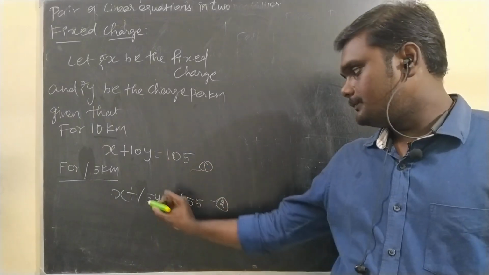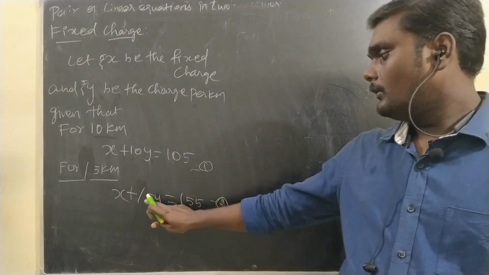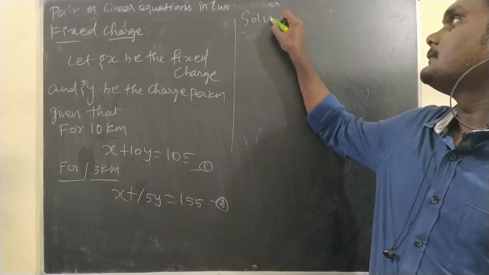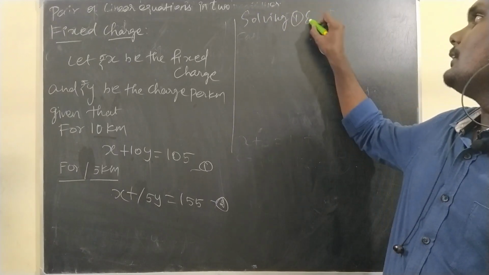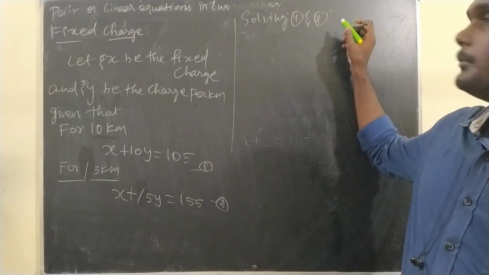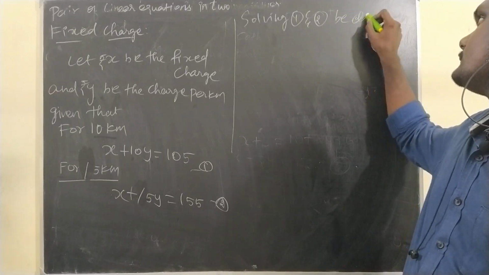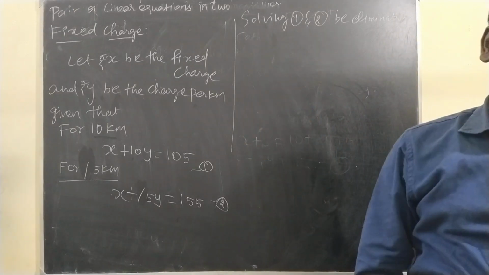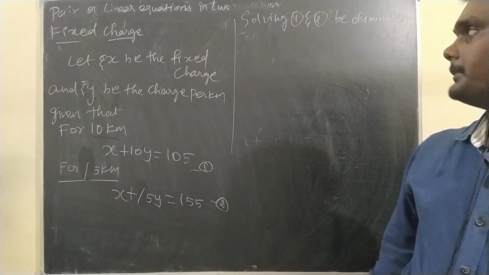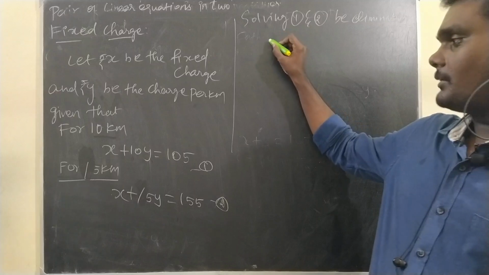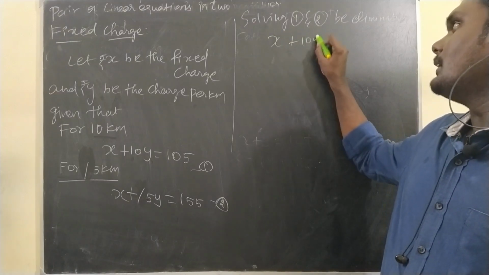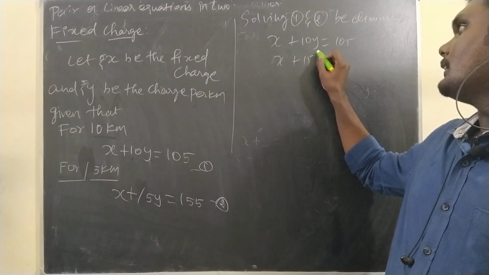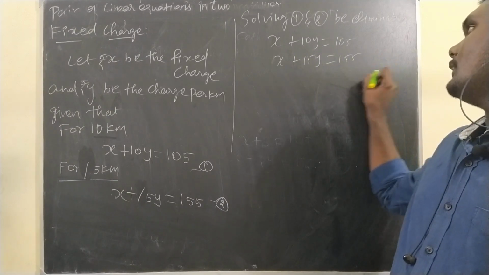Now solving 1 and 2. How do we solve 1 and 2? How do we have to write it first? Solving 1 and 2 by what method? All the questions we have to write. Previously we didn't write for age related questions. What method do you have to apply? Elimination or substitution. By elimination method we have x plus 10y equals 105, x plus 15y equals 155.